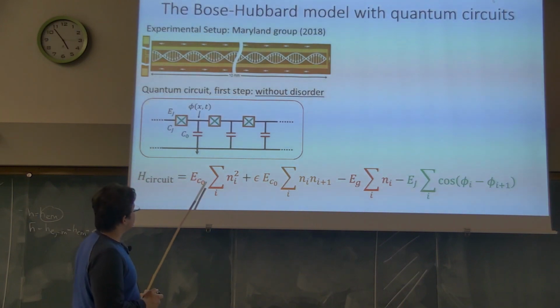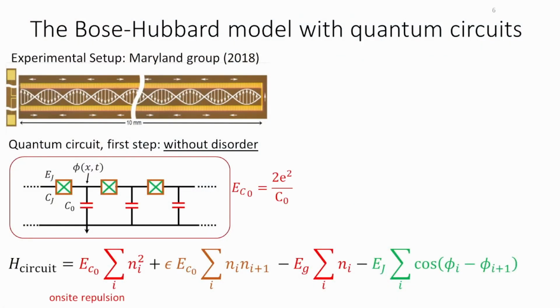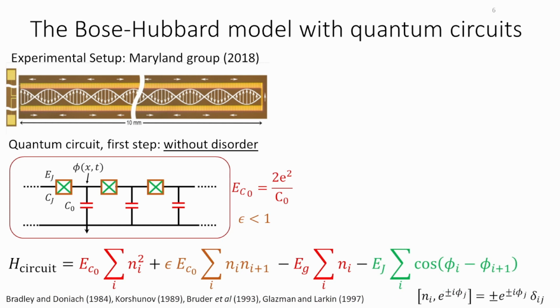You will see that there is what is called the on-site repulsion term of the Bose-Hubbard model. This is the excess number of Cooper pairs, the N_i, on each island. Then there is a nearest neighbor repulsion term coming from the capacitor of this Josephson junction. Then there is a chemical potential term; you can apply a gate voltage at each node. And there is Cooper pair tunneling from one superconducting island to another. That's this cosine potential. What's very important is that n and phi are canonically conjugate. They have this commutation relation.